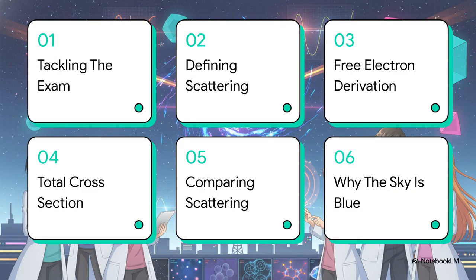Here's our game plan for today. We'll start by tackling the exam question, then defining differential scattering, moving right along into the free electron derivation, calculating the total cross-section, comparing scattering types, and finally looking at why the sky is actually blue.